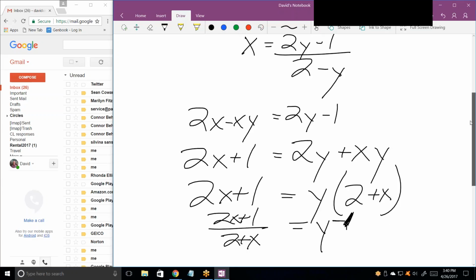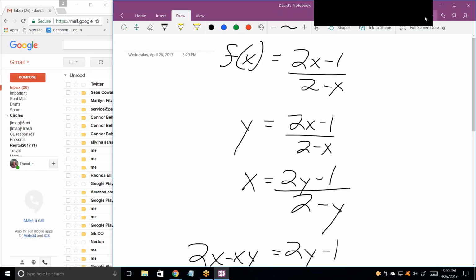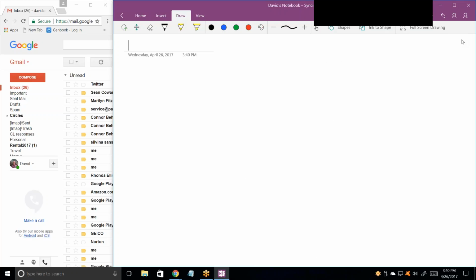And here's another one that we can go over. F of x equals x minus 1 over 2x plus 1.